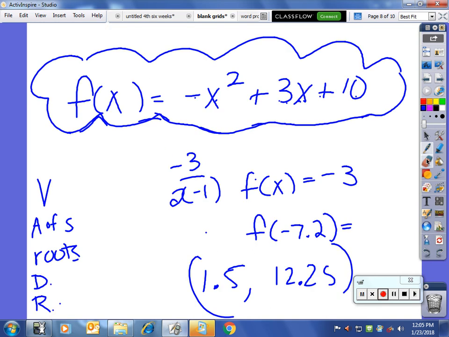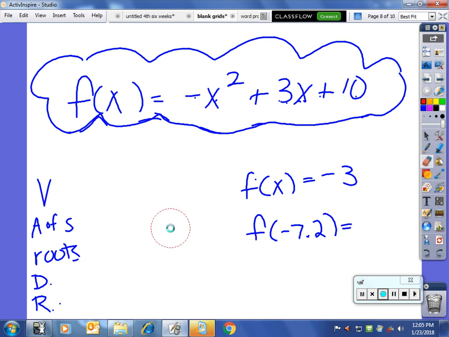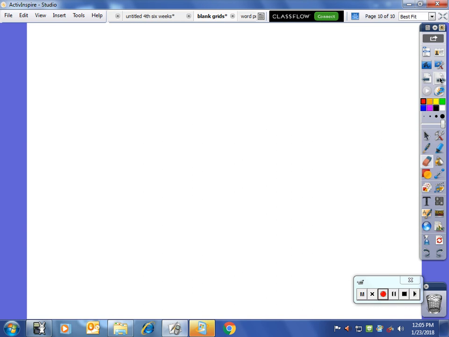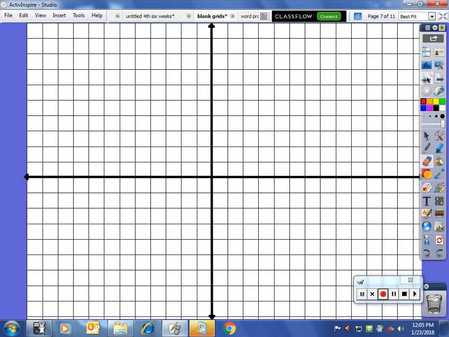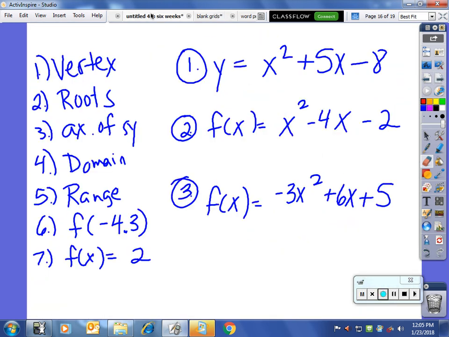All right, we are going to go over your quiz, and then I'm going to show you your homework. For homework, what we are going to do is problems just like what we've done here. I'm only giving you 3 problems. Doesn't that sound good? But for these 3 problems, you have to find 7 things. You need to list the vertex, the roots, the axis of symmetry, the domain, the range. Find f of negative 4.3 for all of them. Find where f of x equals 2 for all of them.